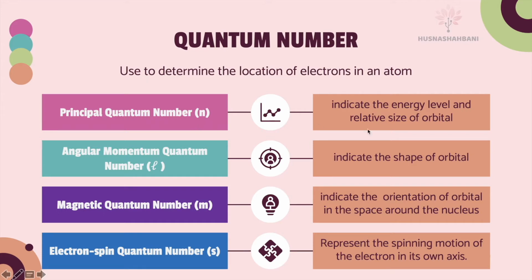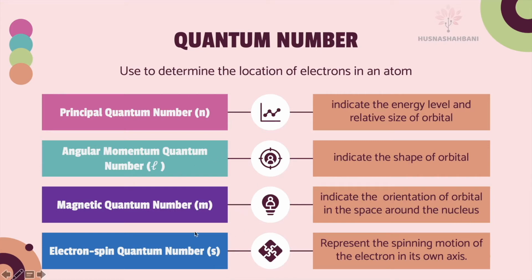Principal quantum number indicates the energy level and relative size of orbital. So n, principal quantum number, shows the size of the orbital and the energy level of the orbital. So the higher the value of n, the bigger the size of the orbital. Angular momentum quantum number indicates the shape of the orbital, while magnetic quantum number indicates the orientation of the orbital in the space around the nucleus.